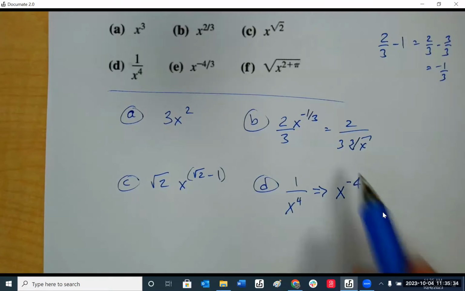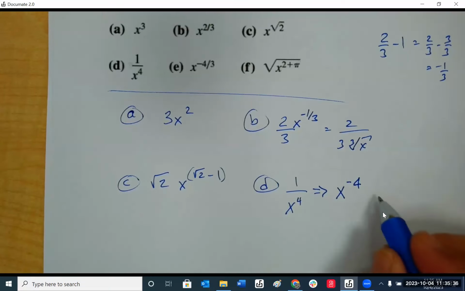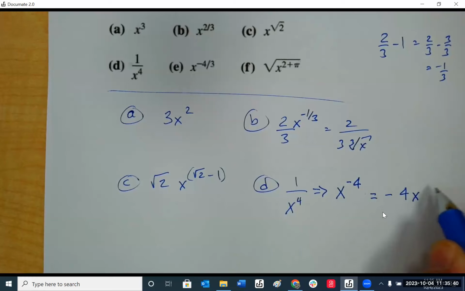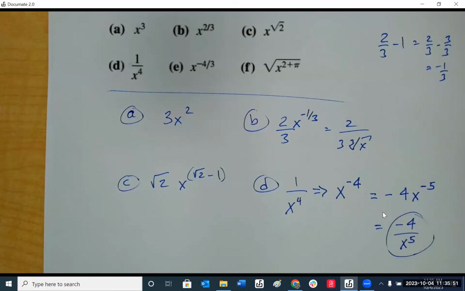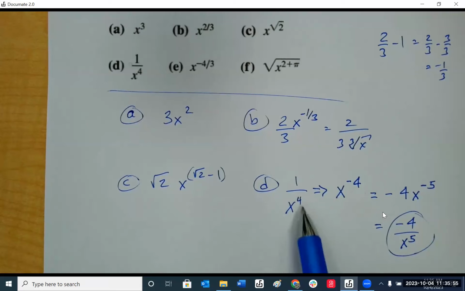The negative exponent tells us to change location. So it's negative 4 x to the negative 5th, right? So the answer is negative 4/x to the 5th. If you have a fraction, if x is on the bottom, you have to put it on top and change the exponent from positive to negative.